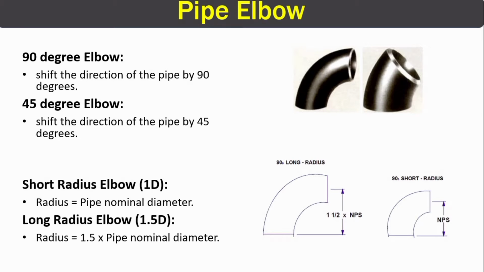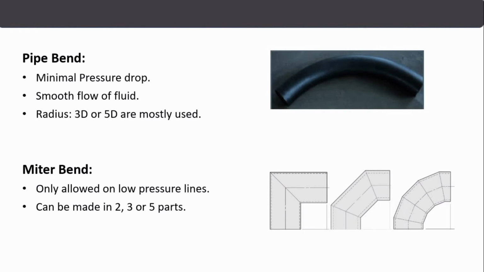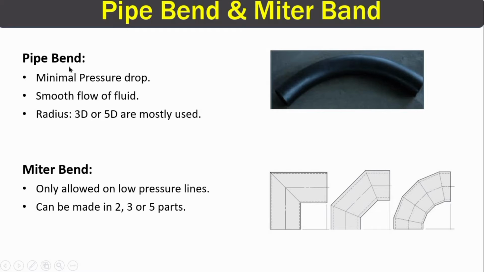In long radius elbows, the radius is quite larger, or we can say 1.5 multiplied by its nominal pipe size. That makes the flow of the liquid much smoother, and that's the reason long radius elbows are mostly used in high pressure pipe systems. Pipe bends. Pipe bends have a much larger radius than the normal elbows. Three times its diameter or five times its diameter, and that is the reason they are used on very high pressure pipelines, because they have minimal pressure drop and they cause smooth flow of fluid.